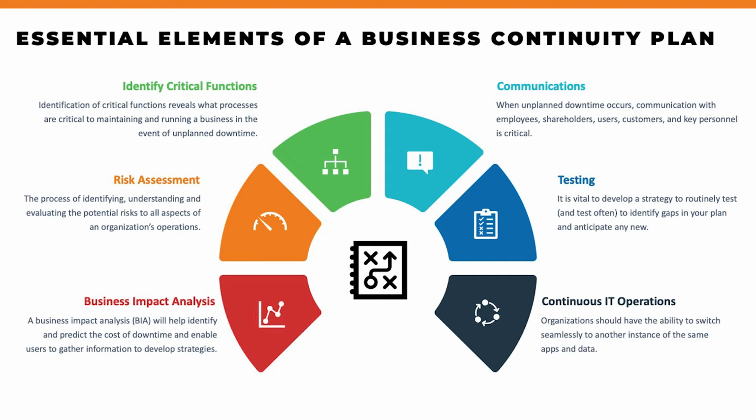And then finally is continuous IT operations. So organizations should have the ability to switch seamlessly to another instance of the same app or data. And so that takes planning, right? If you're going to do the seamless transition, you've got to be able to understand what it's going to take to flip those applications and make sure that they have the data that they need to operate. And more importantly, you need the tools to be able to do that. I mean, it's extremely difficult to do that stuff manually. So you've got to have intelligent tools to be able to help you to do these things.